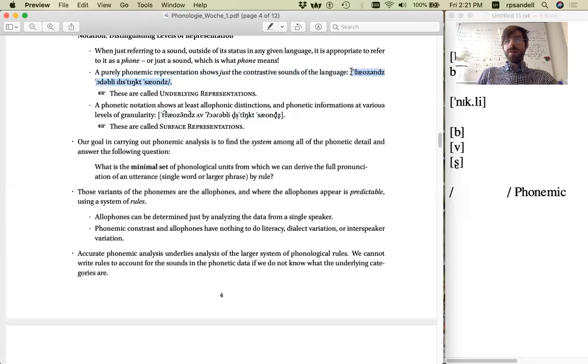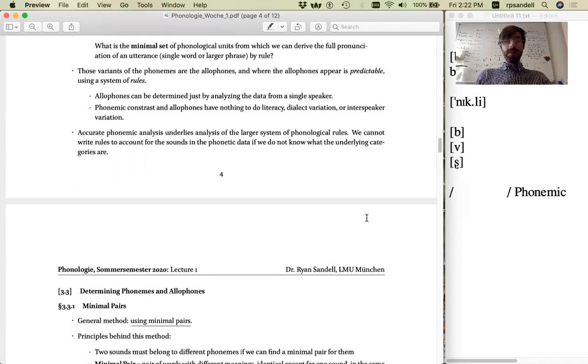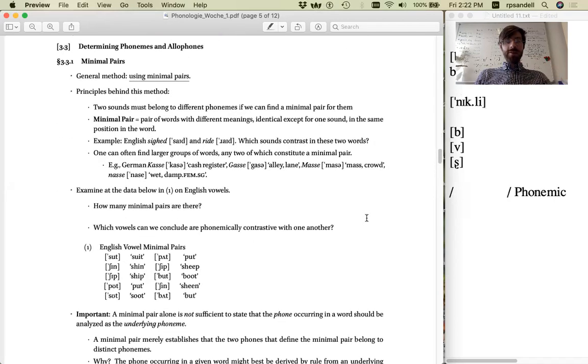And once we've said, okay, we have these underlying contrastive categories, and we have these other sounds on the surface, then what rules can we write in order to derive a sound occurring on the surface from an underlying contrastive sound? Okay, we'll next start using some methods that we can apply to try to discover what the underlying phonemes and their allophones will be.